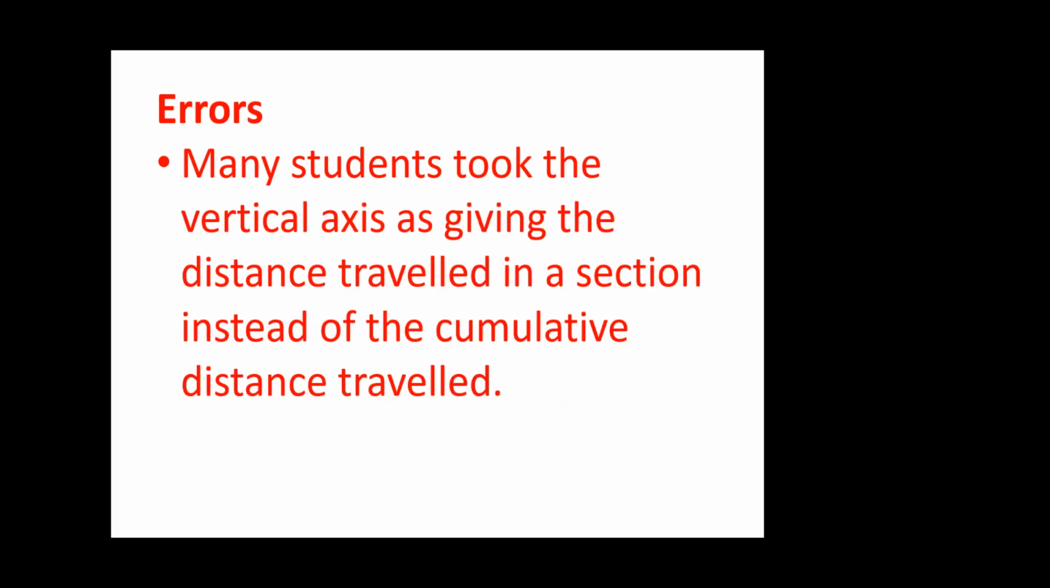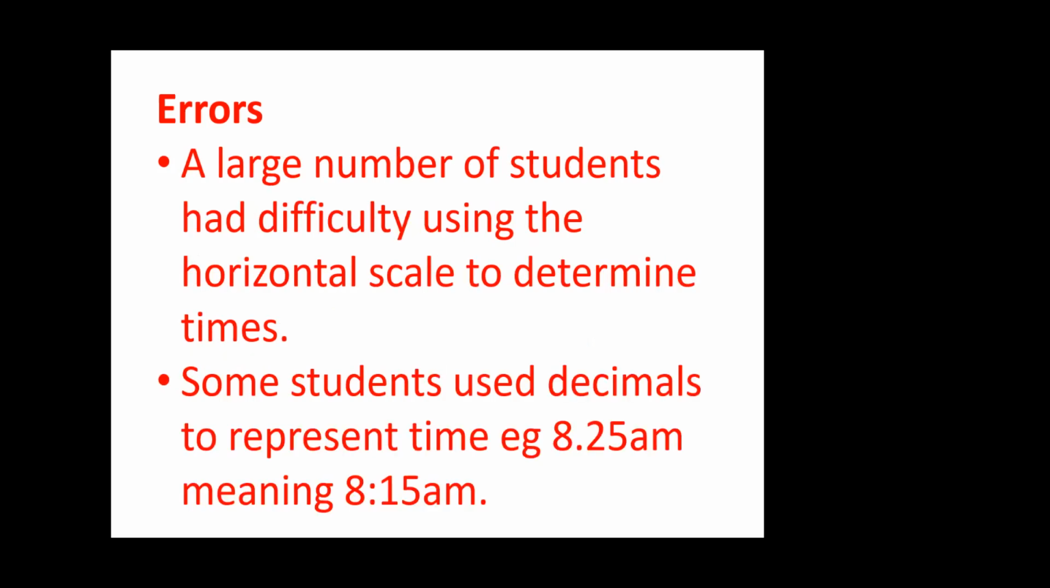This is another question that the students didn't really interpret the axes properly. Some of them took that the end point of a section was how far they travelled in that section. So if you were to look at section D, it finishes 6 kilometres from the start, but they were saying that it was 6 kilometres that they travelled in section D. A large number of the students had some difficulty in determining the horizontal scale here.